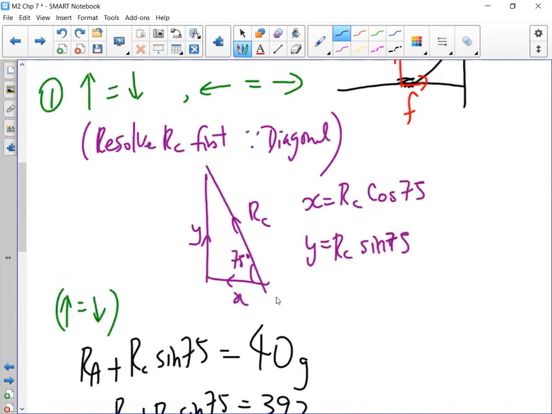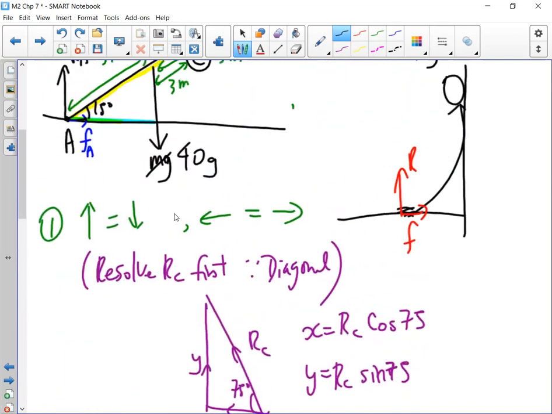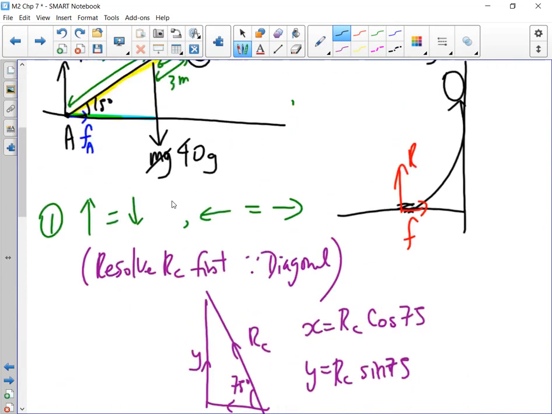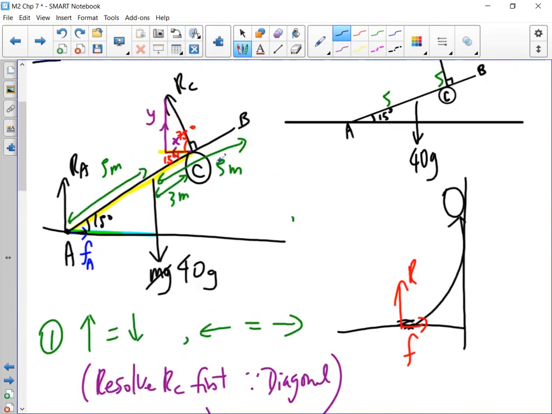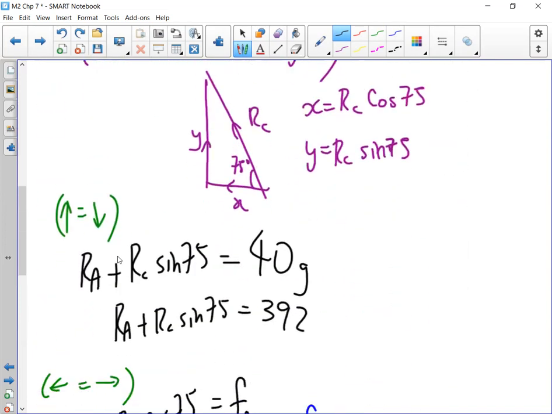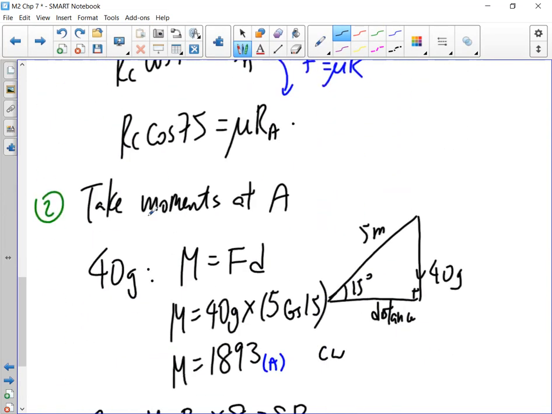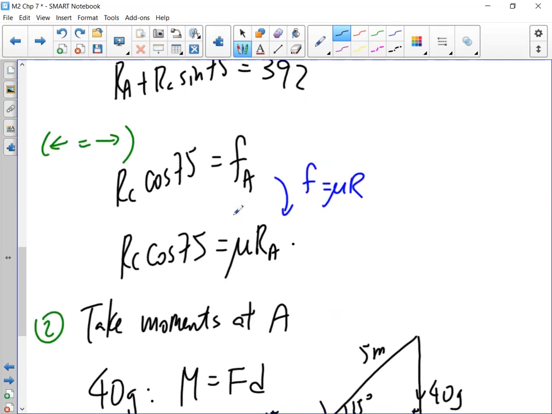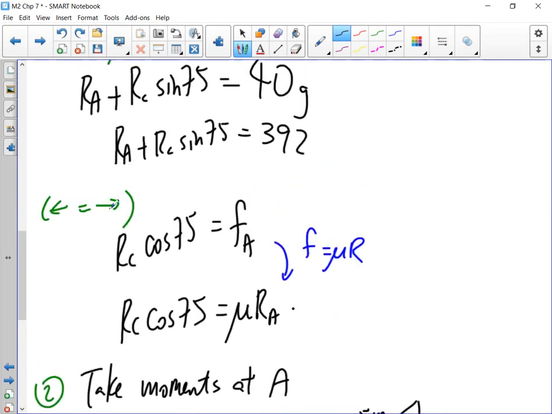Okay, so follow my method. Step 1, do not care what the question asks. If you know this question is from this chapter, I just follow my method. Up equals down, left equals right. When the force is not vertical or horizontal, just resolve it, and then up equals down, left equals right. Take moments at a point. Clockwise moments equals anti-clockwise moments. You found one of them. Next one, to find the mu, we have used these, they will become handy.